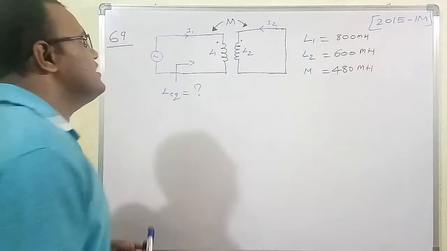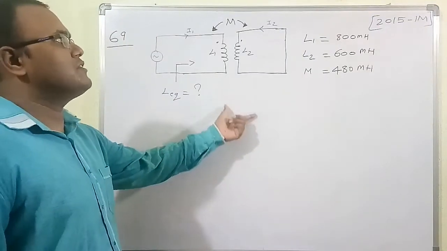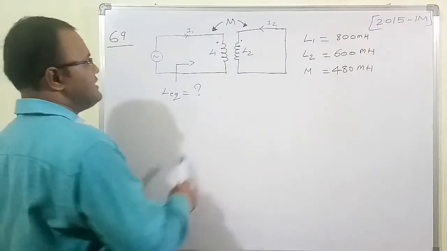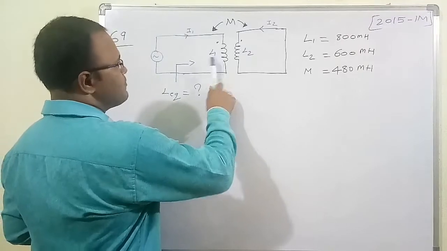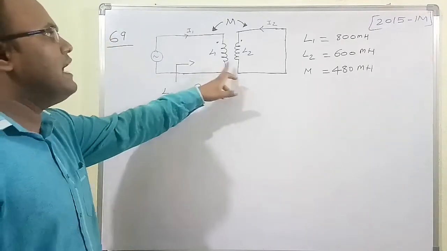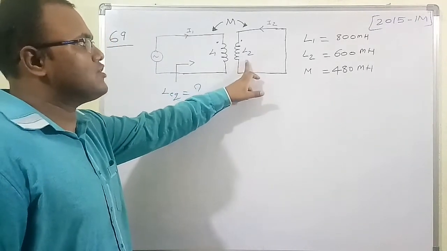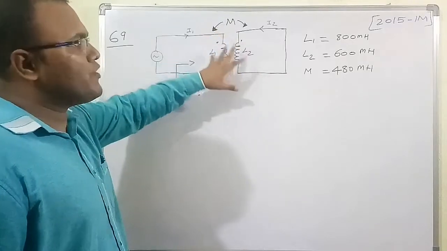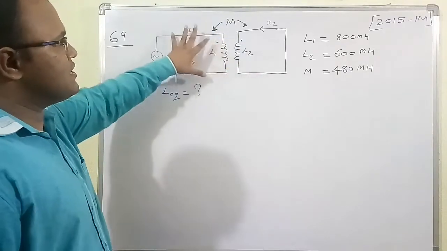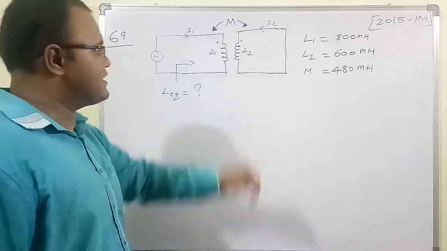This question says that there is an ideal transformer. For this ideal transformer, the primary coil has a self-inductance of L1 and the secondary coil has an inductance of L2. It means they are purely inductive in nature, so the resistance in this transformer is neglected.